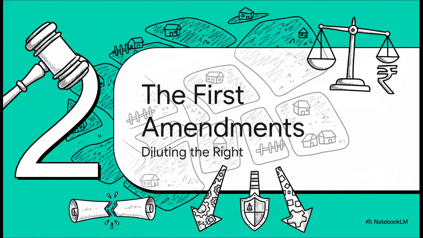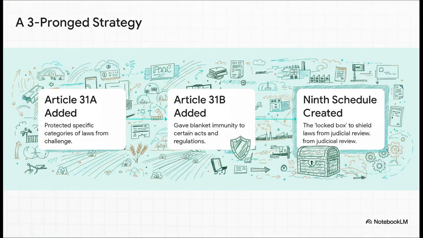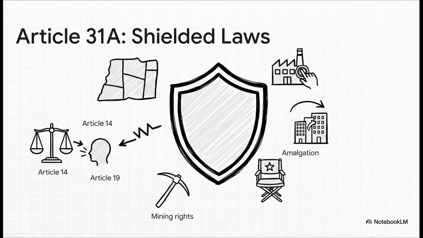So that brings us to the First Amendment Act of 1951. Now, this wasn't just some small adjustment. It was a really strategic move by Parliament to start chipping away at the right to property. They introduced 3 very powerful new tools to protect their land reform laws from being challenged in court. It was basically a 3-pronged attack. They added 2 new articles, 31A and 31B, and created this brand new thing called the 9th Schedule. The whole point of all this was to create a sort of legal safe zone for any laws related to agrarian and economic reforms.